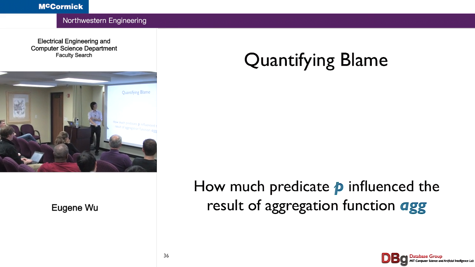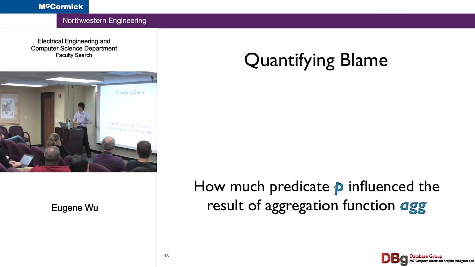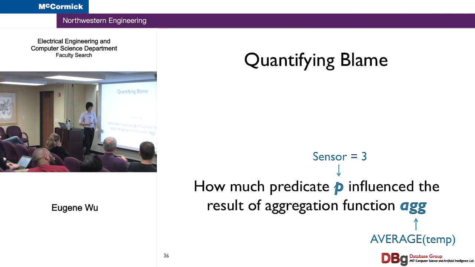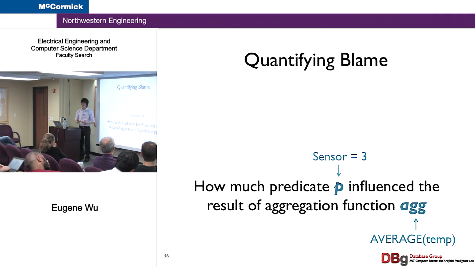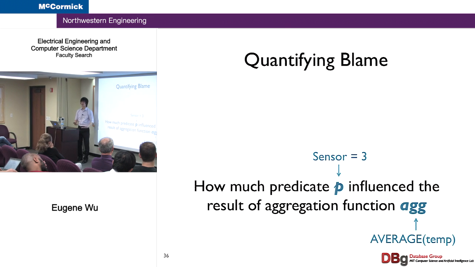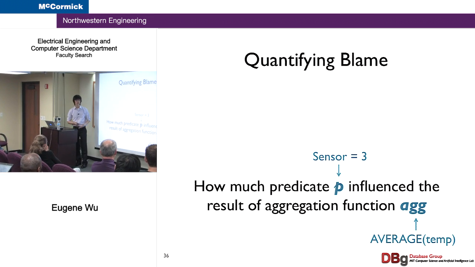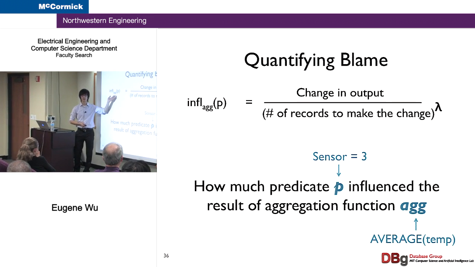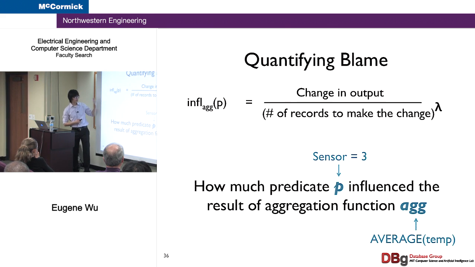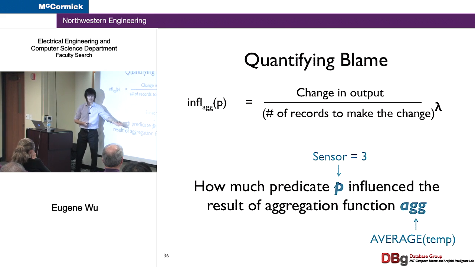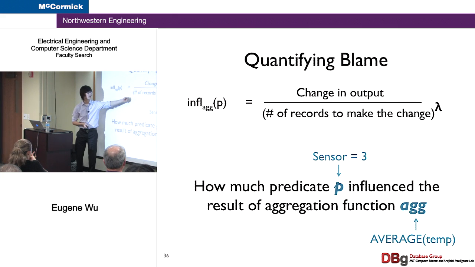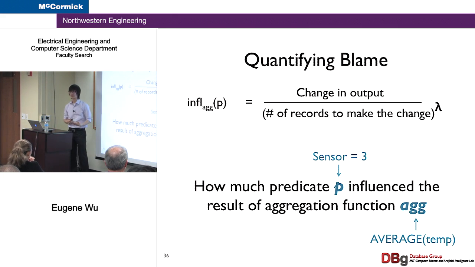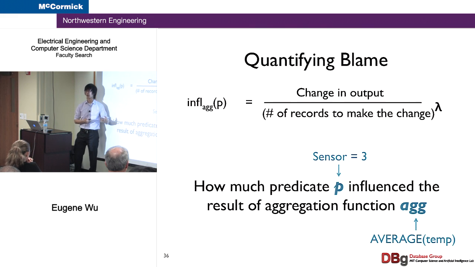Interesting. So how do we actually quantify the blame for a predicate? If I say I have this predicate sensor equals 3, how much do its sensor readings influence the aggregate result, for example the average temperature? We quantify this using an influence function that's defined over a particular aggregation, and then we apply it for particular predicates. I'll walk you through what this is, starting with the strawman example that just looks at the change in the output.